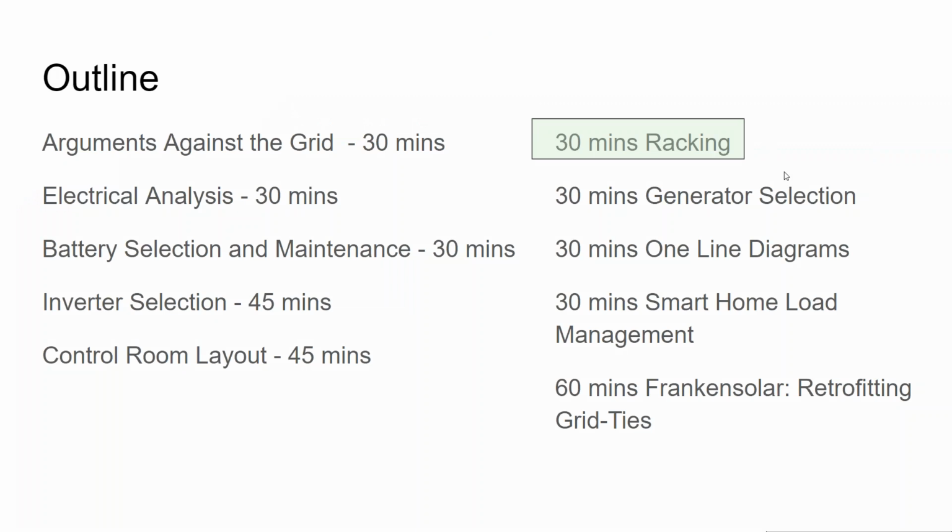Realistically, we're probably not going to get into my whimsical Franken-solar discussion. We'll probably spend more time on racking and generators. What this last part is, is how to combine grid-tied lithium-ion critical load inverters with lead-acid baseload battery inverters so that you can have your cake and eat it too. But I think we probably won't get there. So, let's take a 10-minute break, and then we'll pick back up at a quarter till.